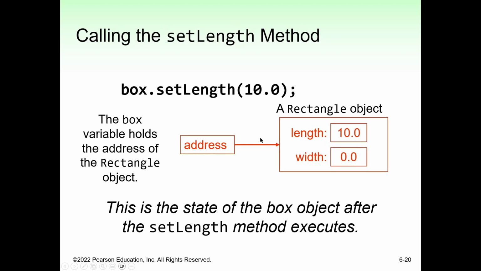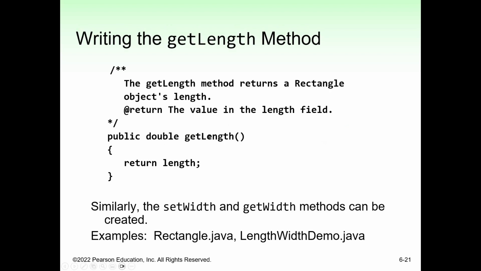Now the getLength method works in a similar way. We do not have any parameters, as you can see that our parentheses are empty. However, we have a return value. In our comments, we will note that we have a return value, and in our method header, we will change void to the data type that we want to return, in this case a double. And then we just specify which variable we want to return, in this case, length.